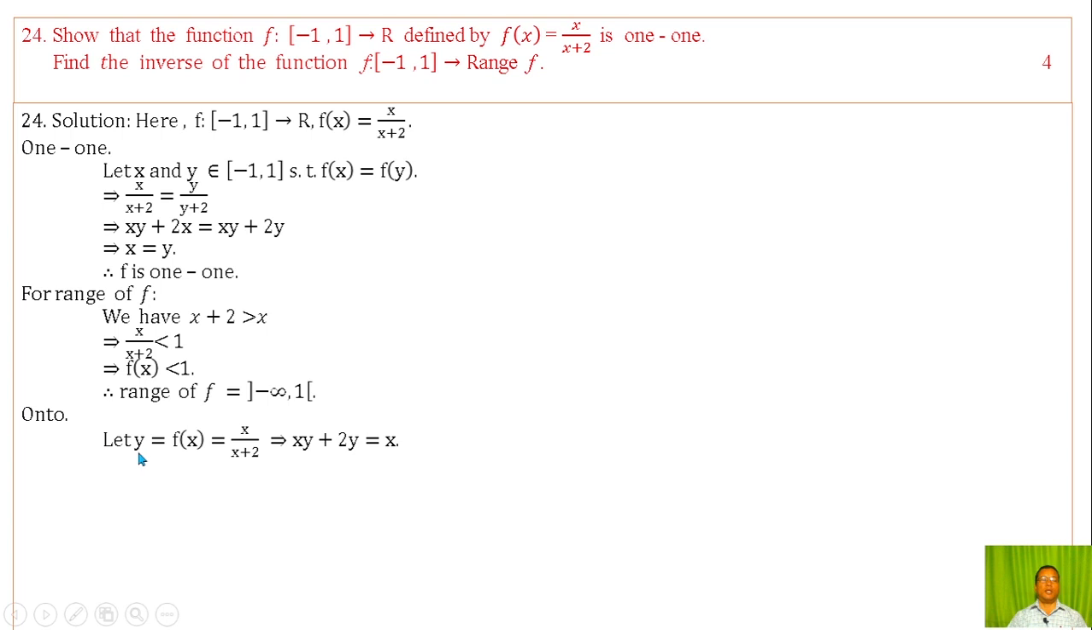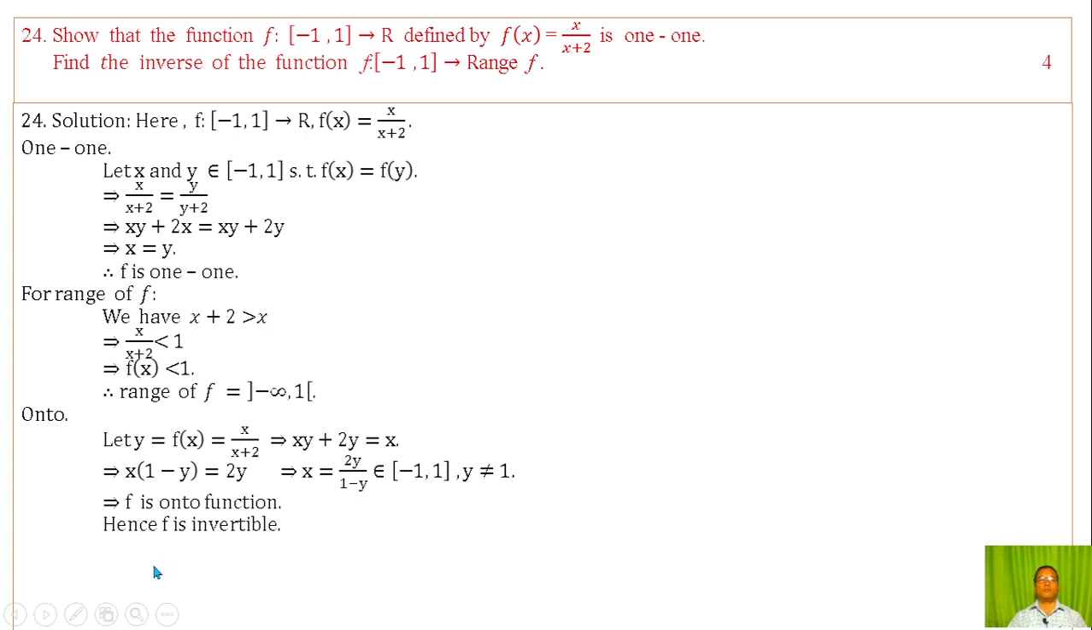Now let y equal to f of x, which is equal to x by x plus 2, and cross multiply. From this we solve for x, which is equal to 2y by 1 minus y, belonging to the closed interval when y does not equal 1. It implies f is onto function, hence f is invertible.